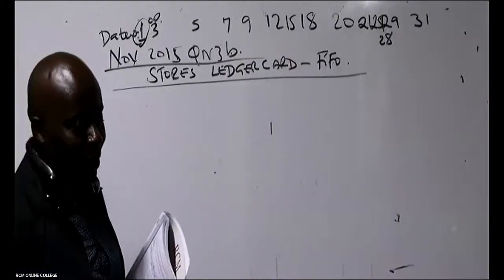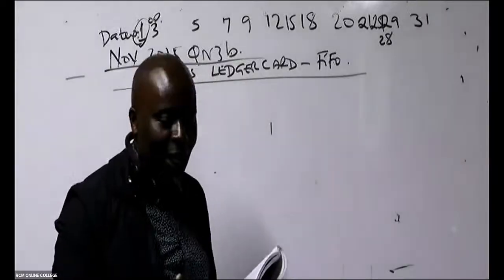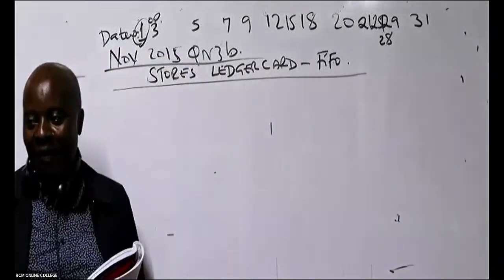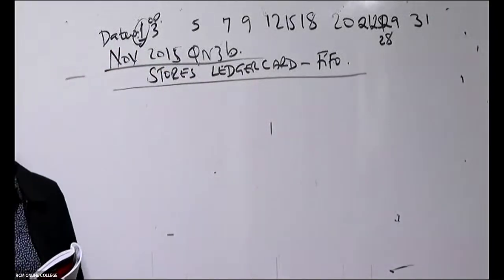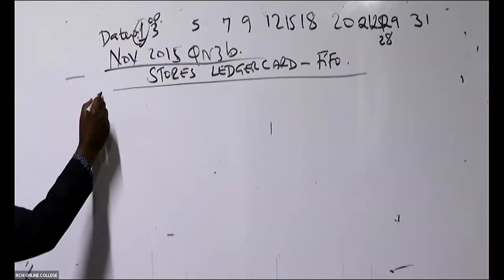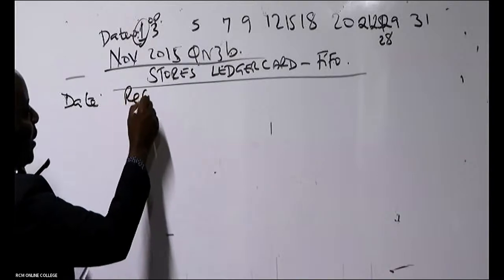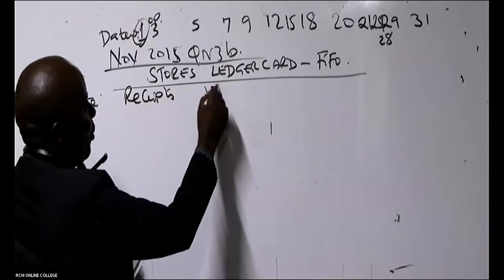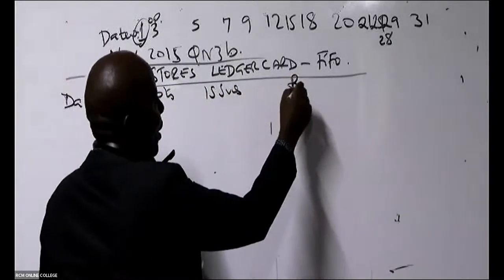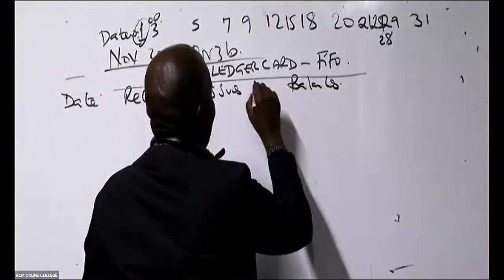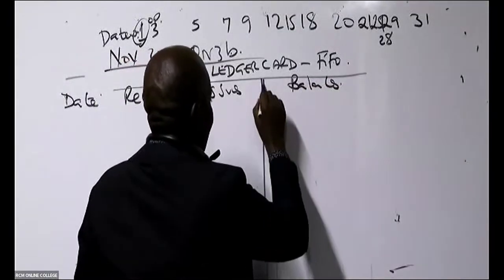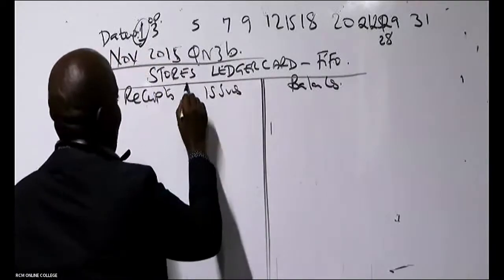So from there, what do we do, Bwana Francis? We come and take the date. So we have here date. We have receipts. You leave gaps, right? We have issues. And then we have what we call balances. Very good.